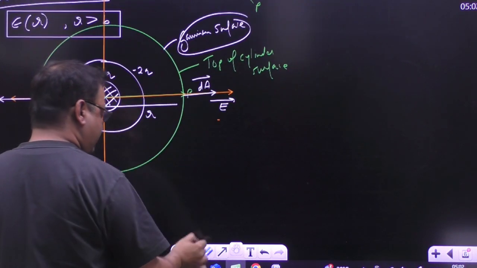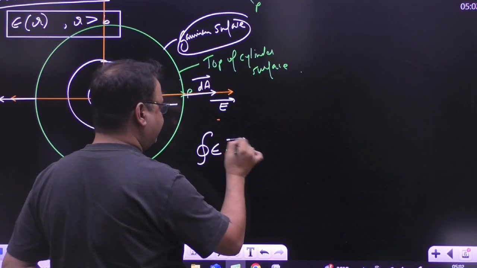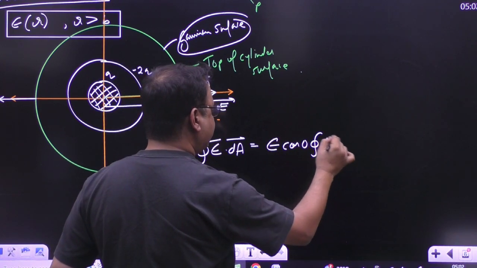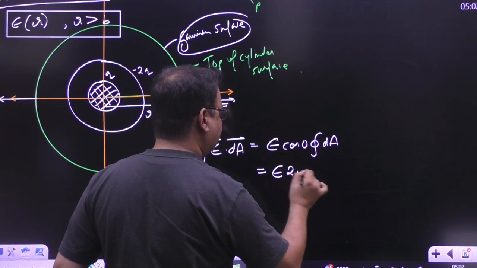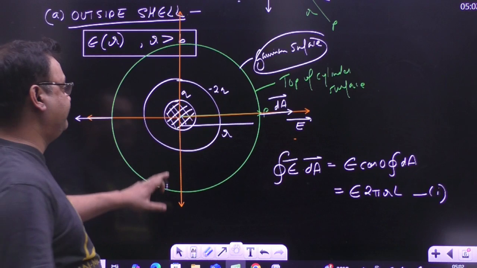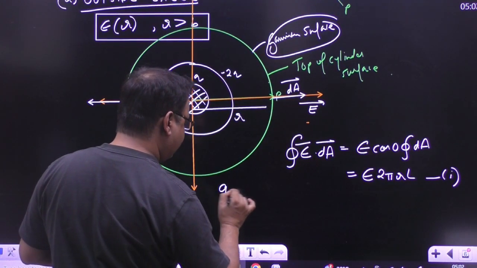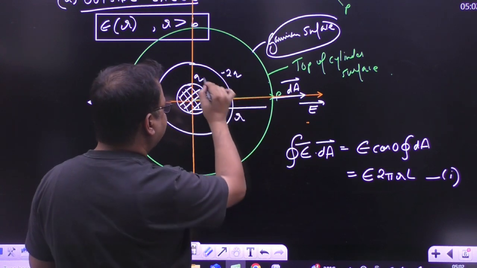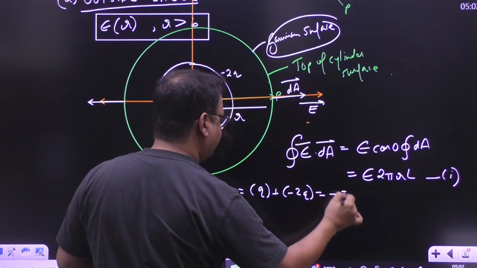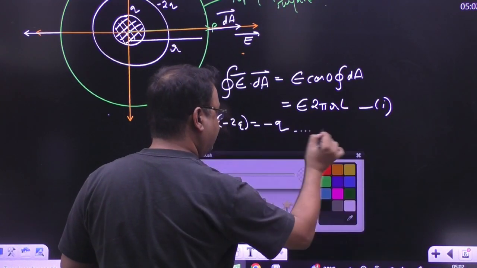So now let me evaluate the integral. The integral of E dot dA for this Gaussian surface, since it is cylindrically symmetric, E will come out, cos 0 will come out, and what is left is dA. So I'll get E times 2 pi R L, got it? That is the surface integral of the electric field. Now what is the value of Q enclosed? The total net charge within the Gaussian surface is Q plus minus 2Q, so the answer will be minus Q, correct?